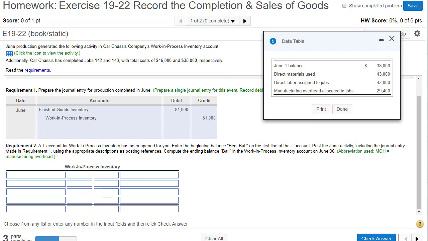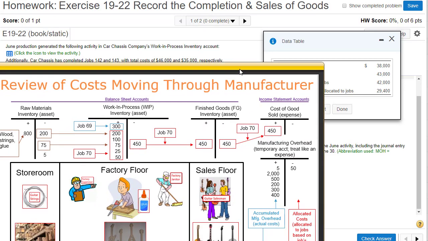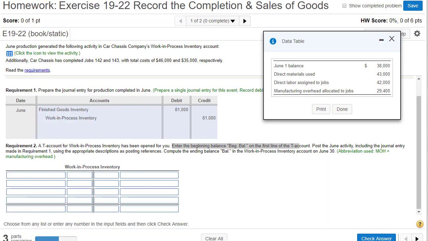Requirement 2. A T account for work in process inventory has been opened for you. That's this thing here. Enter the beginning balance, BEGBL, on the first line of the T account. All right. So we've got a work in process. Where would the beginning balance go? It always goes on the plus side. So that is a debit. So beginning balance, and we get the beginning balance up here. We've got 38,000, copy and paste.